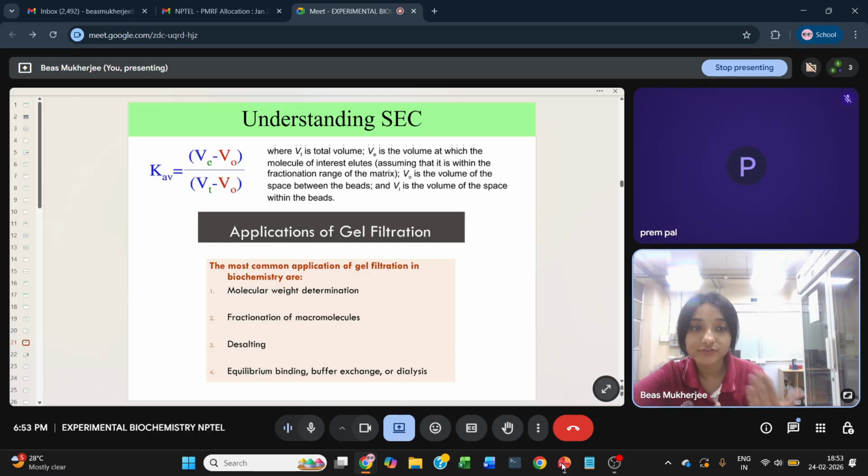Now the applications of gel filtration chromatography are molecular weight determination, fractionation of the molecule, separation of fractions, desalting, that means changing the buffer, equilibrium, binding, buffer exchange and dialysis.